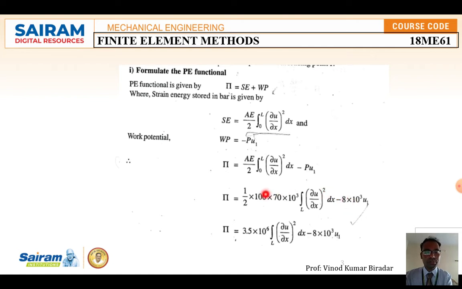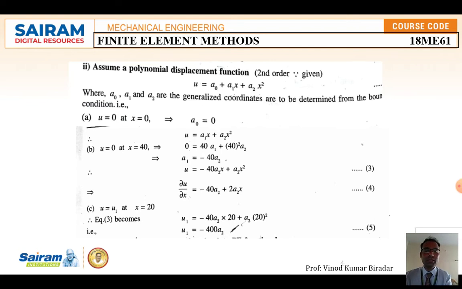After simplification you get pi equal to 3.5 into 10 to the power of 6 times the integration from 0 to L of dou u by dou x whole square dx minus 8 into 10 to the power of 3 u1. So this is the first step, calculating the potential energy function equation. Then what is the second step? They given to assume a second order polynomial displacement function. So second order is nothing but what?